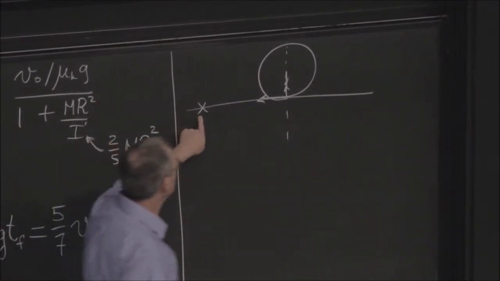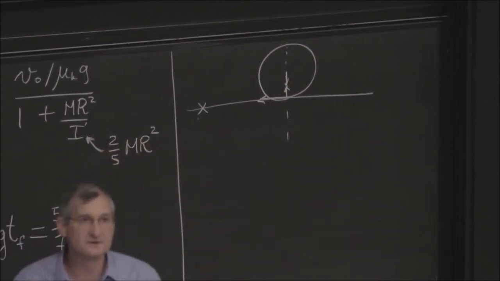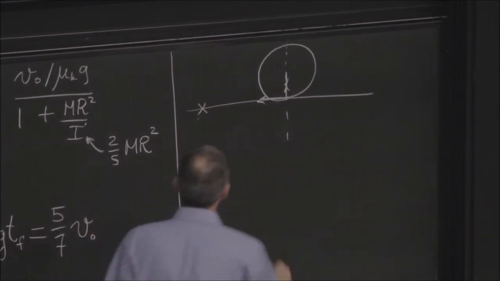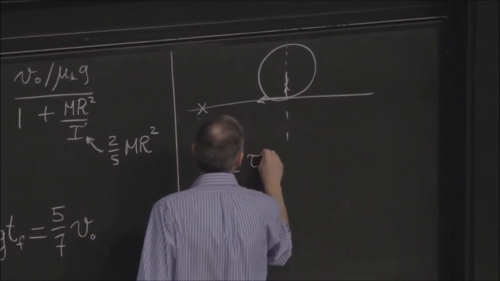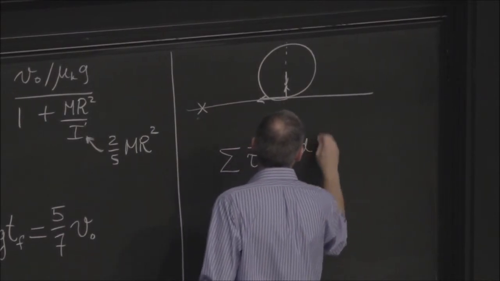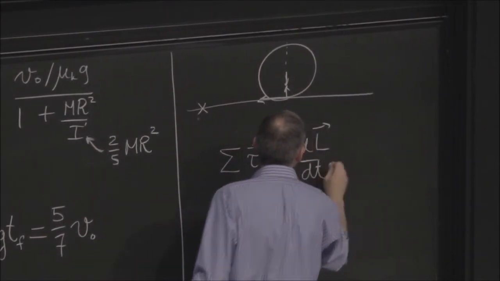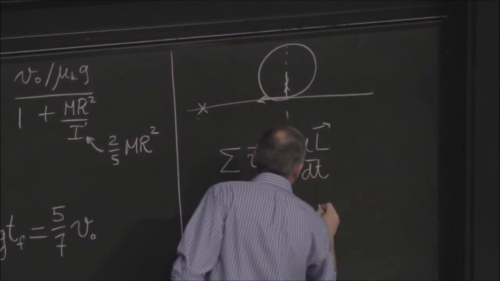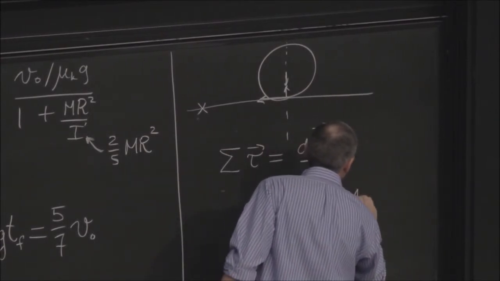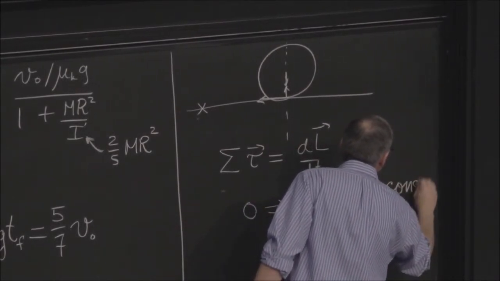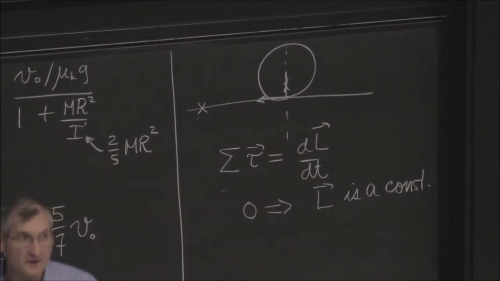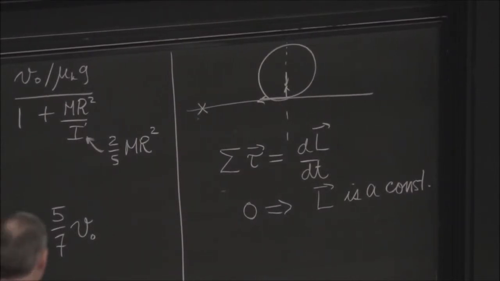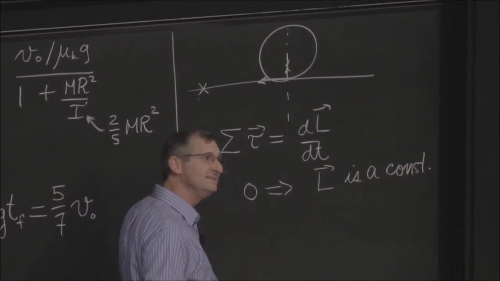So if I pick this point, what's the sum of the external torques? 0. So the sum of the torques, well, that's the time rate of change of the angular momentum. But this is 0. So therefore, L is a constant. So all I have to do is write down L initial is equal to L final and basically be done.